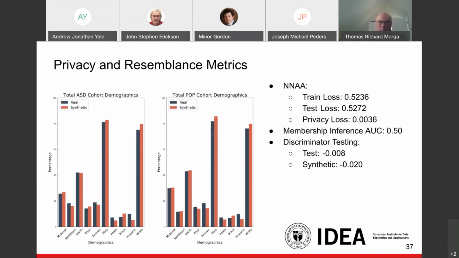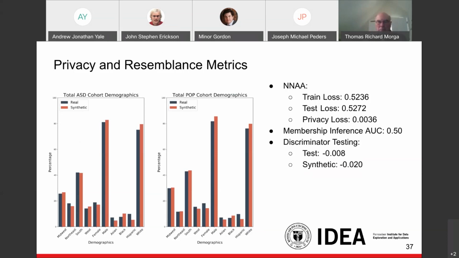Now, in the total population, which is 10 times the amount of data, we can actually see that they're matching a little bit better, just because there's that much more data and therefore that many more people in the lower percentage groups. And so we can also use our nearest neighbor adversarial accuracy metrics to measure our resemblance.